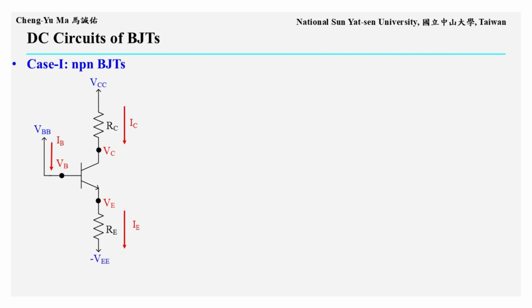First, let us look at the first case of an NPN BJT circuit. As shown in the figure, both the emitter and the collector of the BJT are connected in series with resistors. In DC circuit analysis, our goal is to find the 3 terminal voltages, VB, VC, and VE, and the 3 terminal currents, IB, IC, and IE.